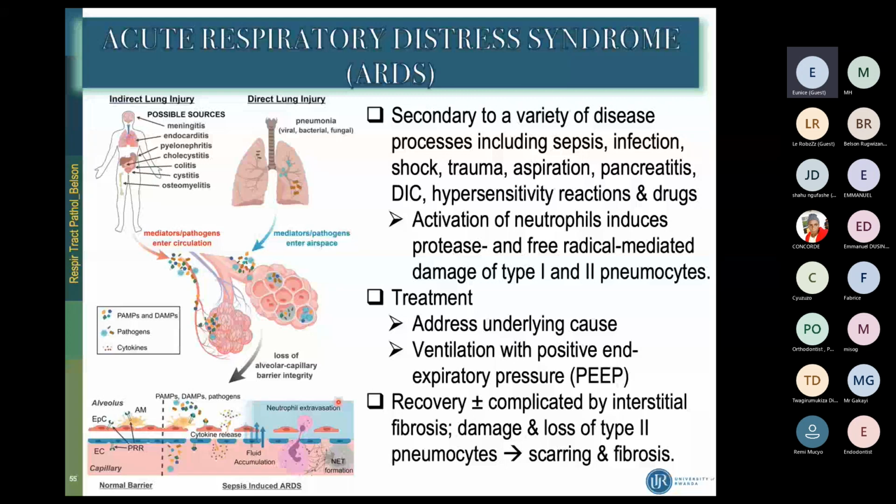So there will be loss of type 2 pneumocytes, arizo zikora surfactant, ni urugero noneho kubera idahari habeho collapse of alveoli, but also the scarring and fibrosis.